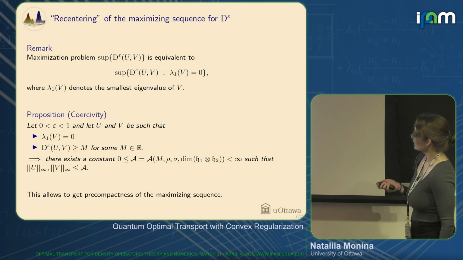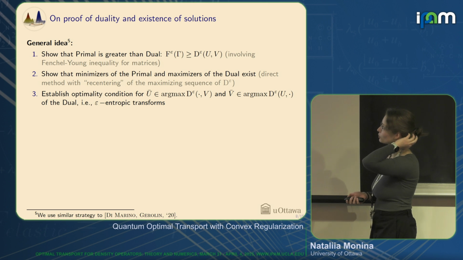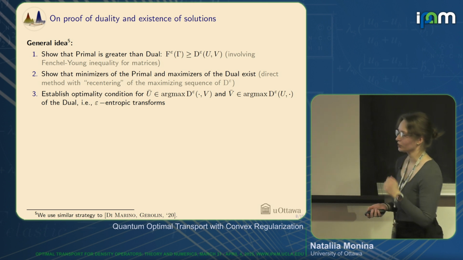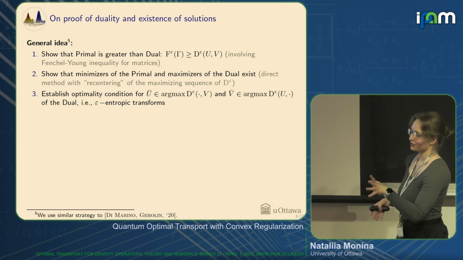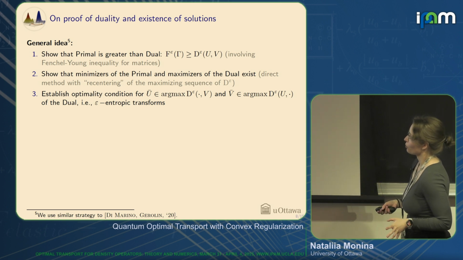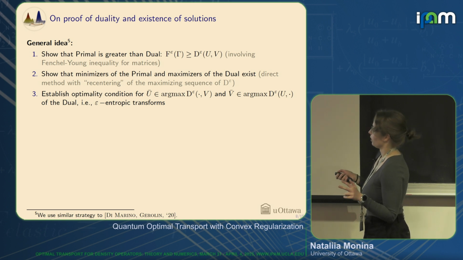Okay, so how can we attack the problem? And how do we show the duality? The general strategy is that we try to avoid the Fenchel-Rockafellar theorem. We just want to show first that the primal problem is bigger than the dual, and this is quite easy to show if you, for example, use the Fenchel-Young inequality for matrices.